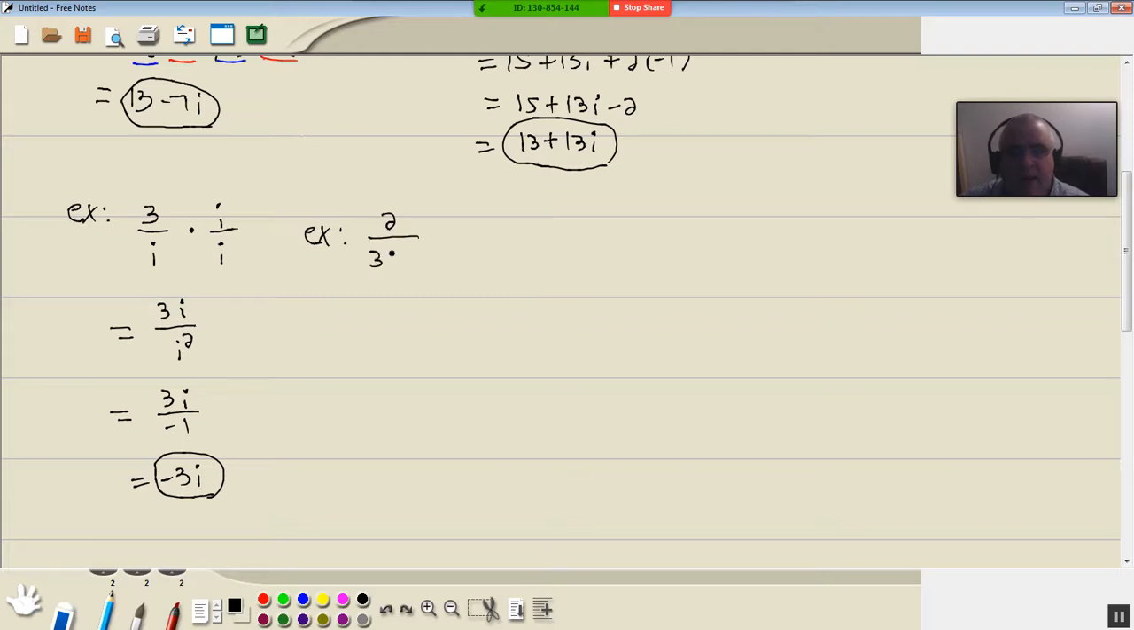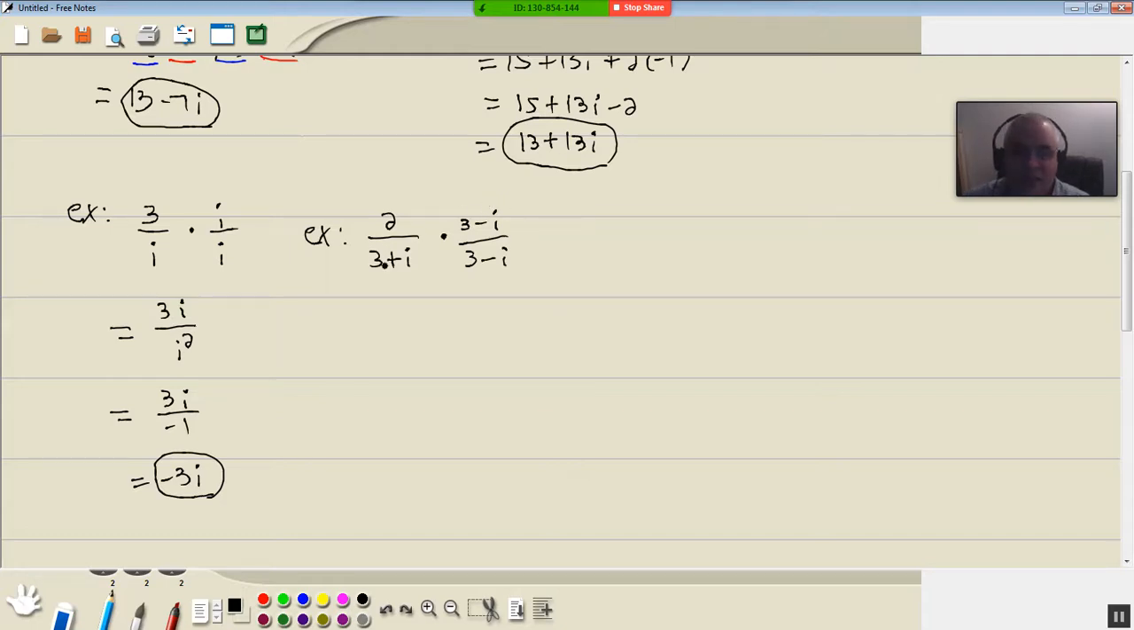Now, let's say I had something that's still with an i in the denominator, but this time I also got a real part with it. So in this case, 3 plus i. What you do is you multiply the top and bottom by the conjugate of the bottom. The conjugate would be 3 minus i. And whatever you multiply by the bottom, you'll multiply by the top.